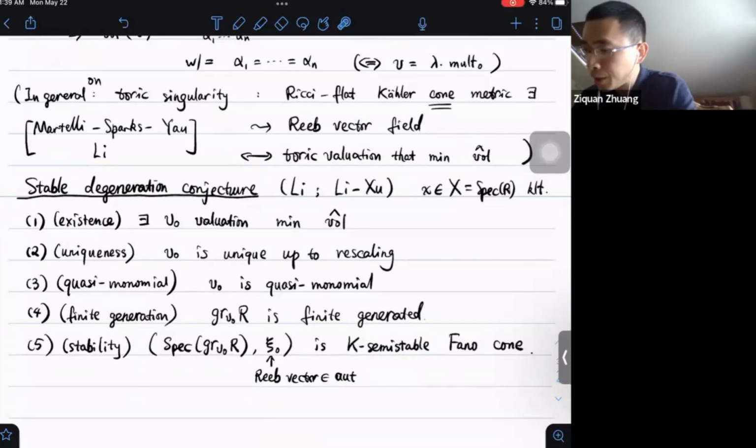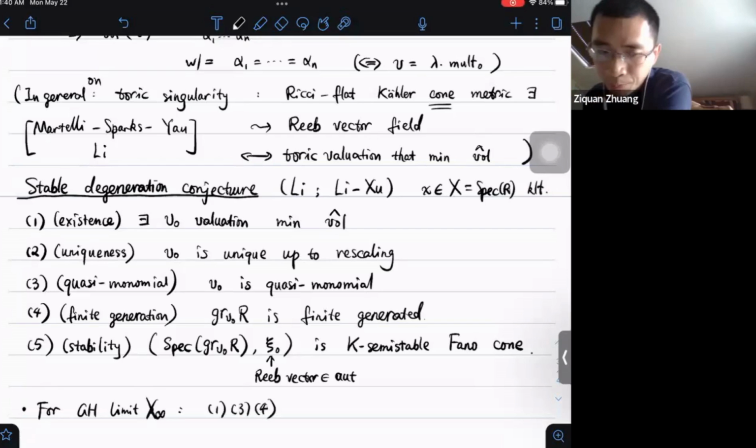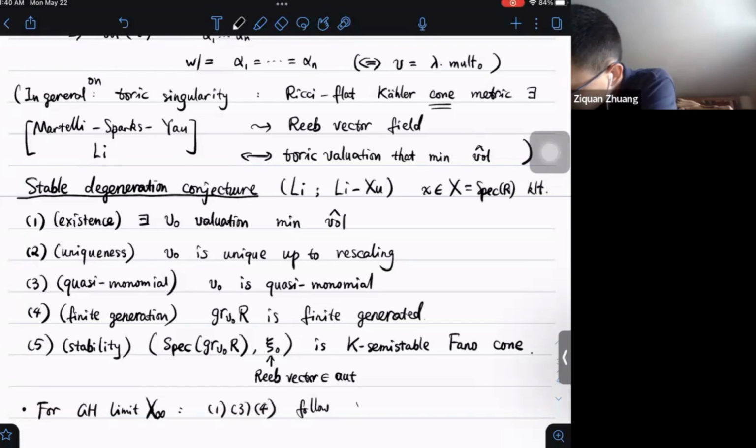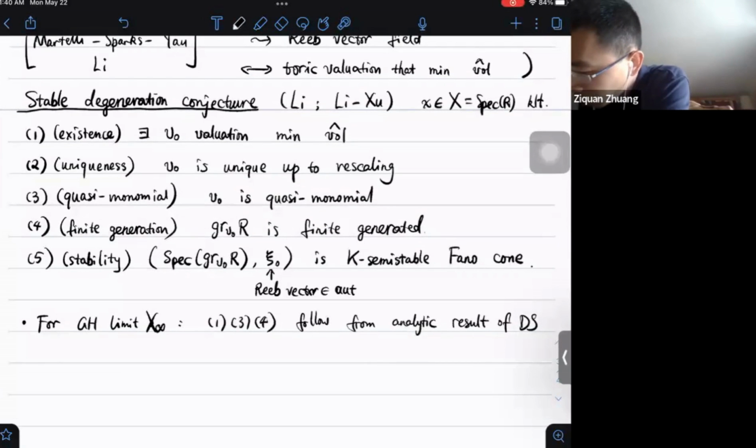Okay, so if you want to solve the original Donaldson-Sun conjecture, let me just write down some known results. For the Gromov-Hausdorff limit, this X infinity, properties 1, 3, and 4 are automatic because of the Gromov-Hausdorff limit construction. So from this analytic result of Donaldson and Sun.